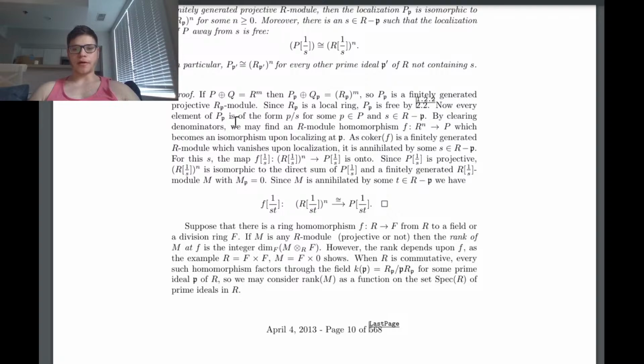P plus Q is equal to Rm, then yeah, so P is a finitely generated projective module, but Rp is a local ring, so Pp is free. Now every element of Pp is of the form p over s for some p and some s in R minus P. By clearing denominators, we can find an R module homomorphism which becomes an isomorphism upon localizing at P.